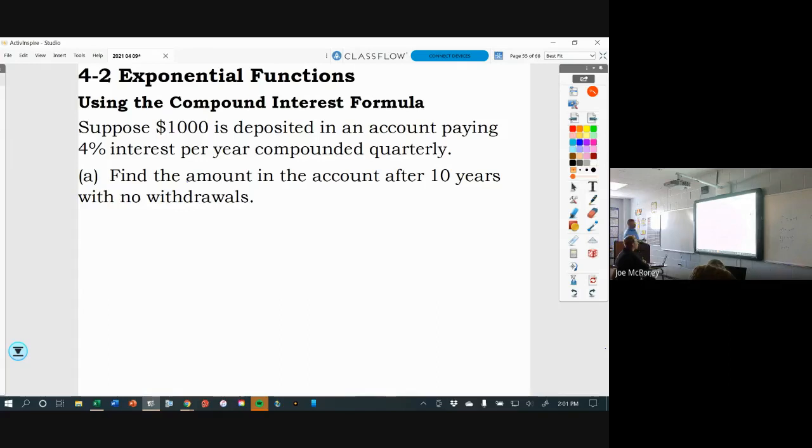Very simple problem. The formula for compound interest is A equals, I think about A as "after": how much money do you have after this is all taking place? P is the principal. That's how much you started with.